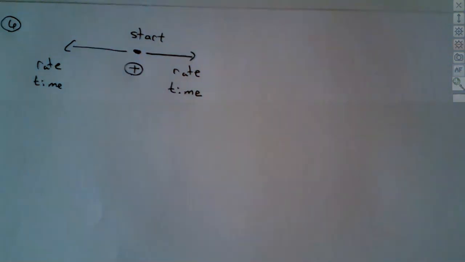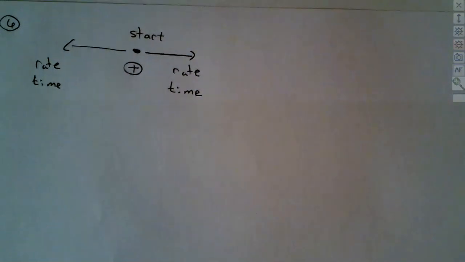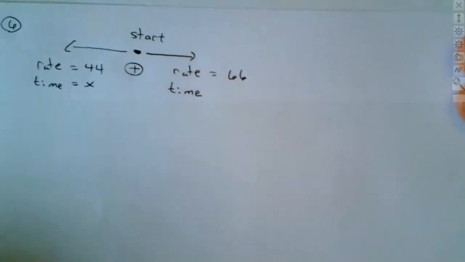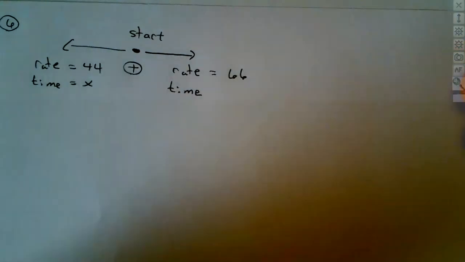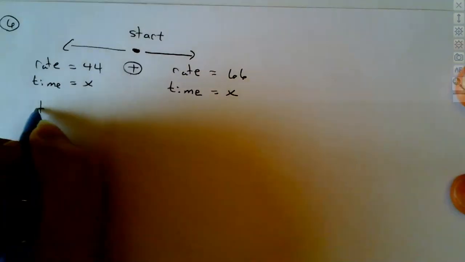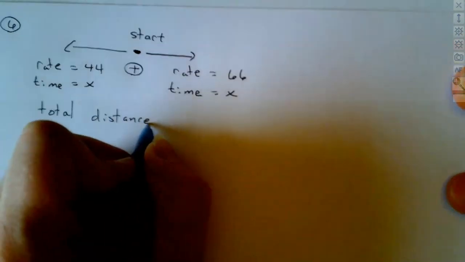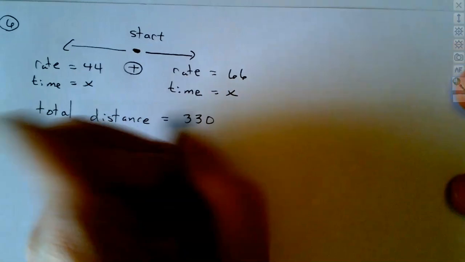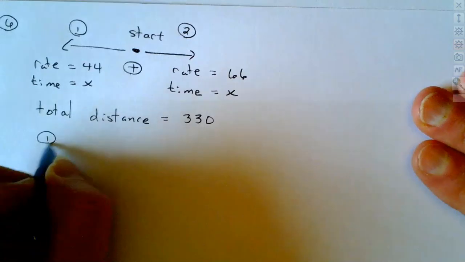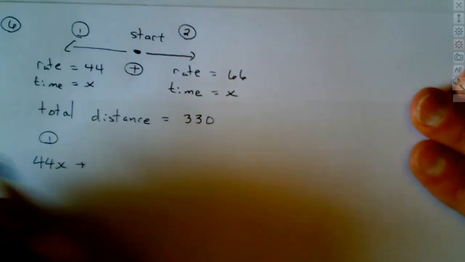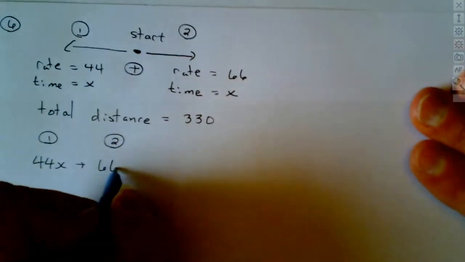Now we don't know the time, but we know the rate of speed of each car. One is going at 44. Time is unknown, so we use an x. The other car, heading in the opposite direction, is 66. And we don't know its time either. The total distance is given in the question. And that total distance is 330. And this will be car 1. This will be car 2. And we're going to look at our distance. So rate times time. So that's 44x. The next car is 66x.